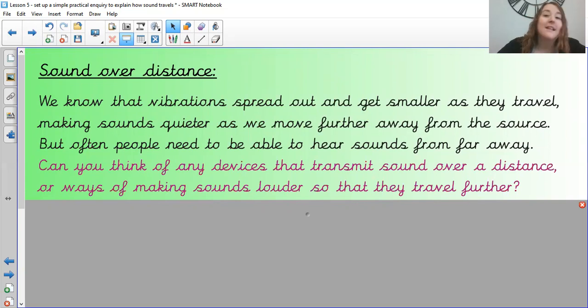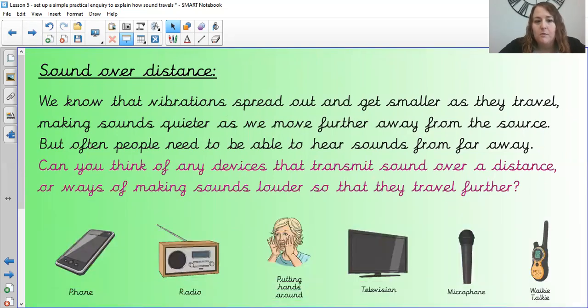Okay, so if you need to get something that kind of distance away, maybe even further, some of these things will help you. A phone, how does that transmit sound from where you're phoning someone to the other side of the astro? Maybe a radio, where are the people broadcasting the radio from and how does everyone get to hear it? Maybe putting your hands around your mouth and really shouting. Why does that help? A television, when things are recorded for TV and films and things, and we still get to hear the sound now. How does that happen? Maybe a microphone and a speaker system, and finally a walkie-talkie. Okay, so there are ways around the distance.